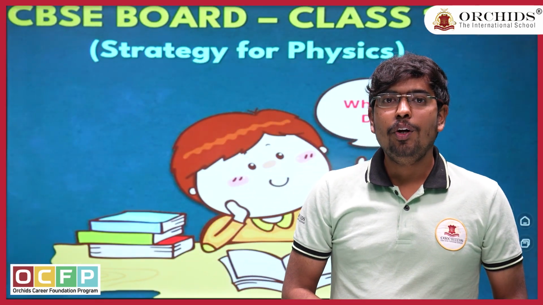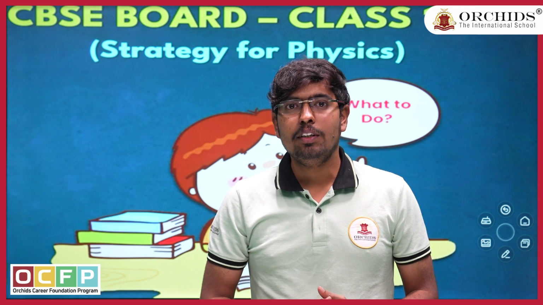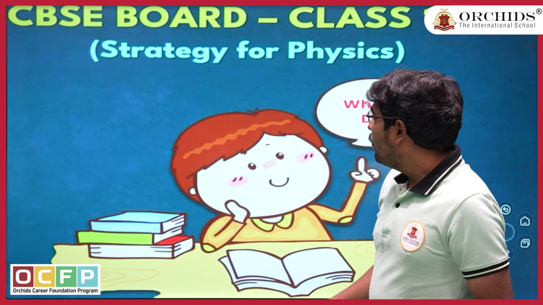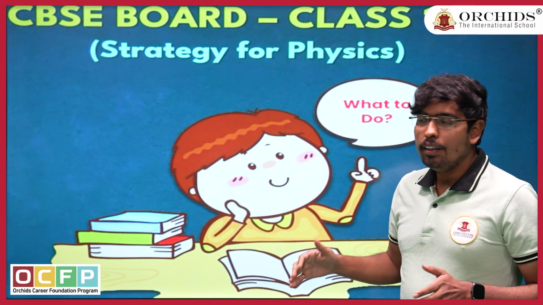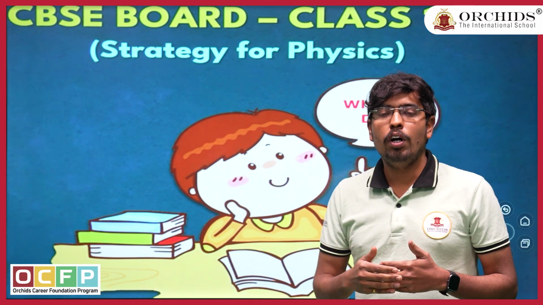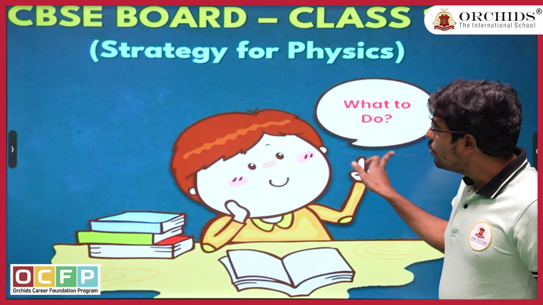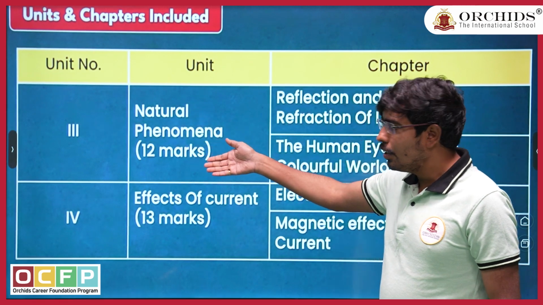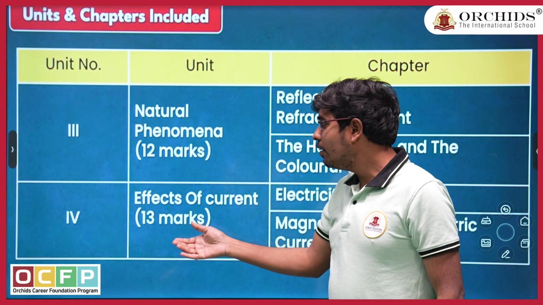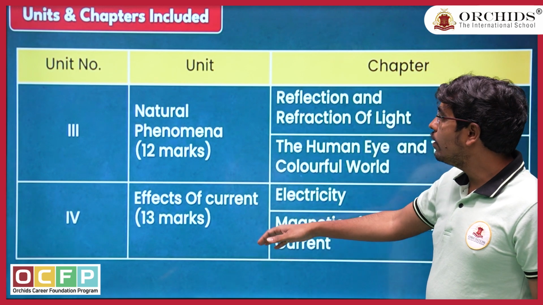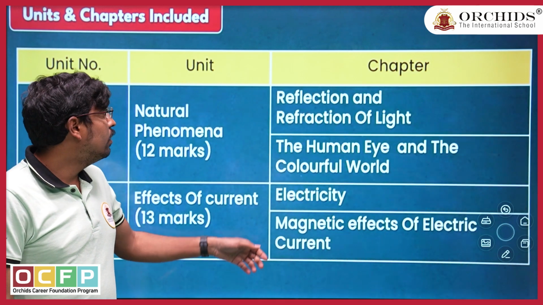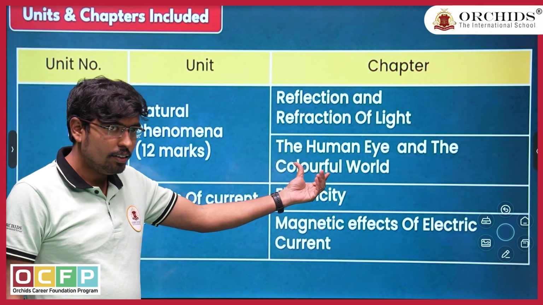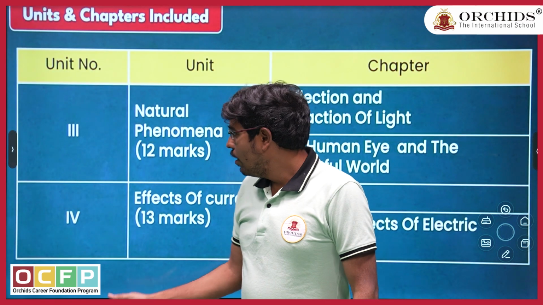So today in this video I am going to discuss the strategy to attempt the CBSE examination of the physics subject mainly. Now I am going to discuss the important topics and the strategy that has to be followed while preparing for the CBSE examination. So let's go through the first thing. The units of physics in our science CBSE grade 10 textbook are natural phenomena and effects of current. In natural phenomena we have two parts. The first one is reflection and diffraction of light, and the next one is the human eye and the colorful world. And the next unit is the effects of current.